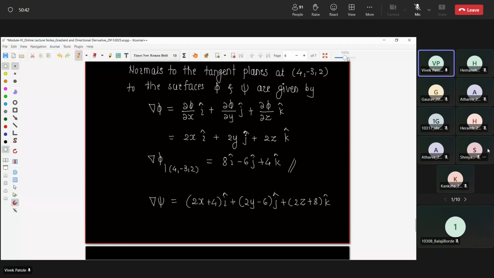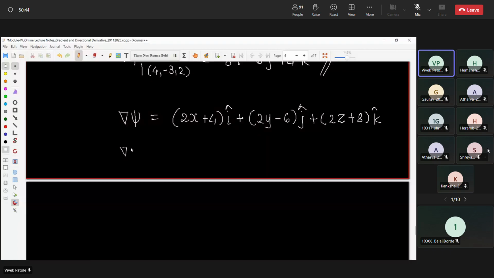Now evaluate the value of del psi again at that point (4, -3, 2). So it will be equal to (8 plus 4) so 12 i cap, minus 12 j cap plus 12 k cap. Is it okay?